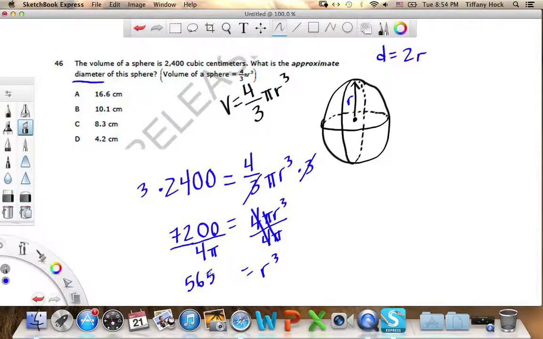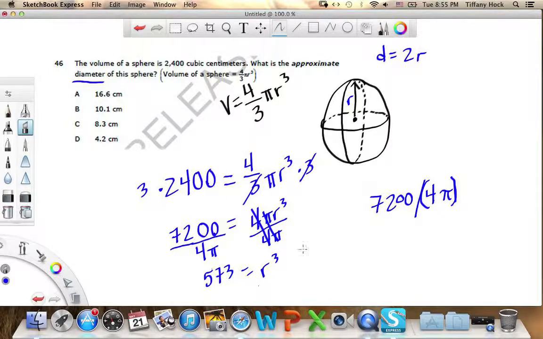5,650. Whoops, I'll take that back because what I did, and this is very easy to do, I typed in my calculator 7,200 divided by 4 pi. What I forgot to do is put parentheses around the 4 pi. So the calculator thought I meant 7,200 divided by 4 and then all of that times pi. So I've got to put parentheses around it. Let me retype that in my calculator real quick. And that is going to give me right about 573.